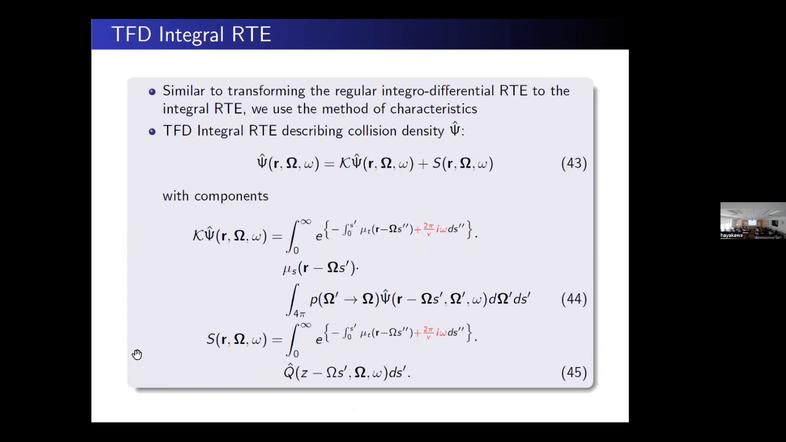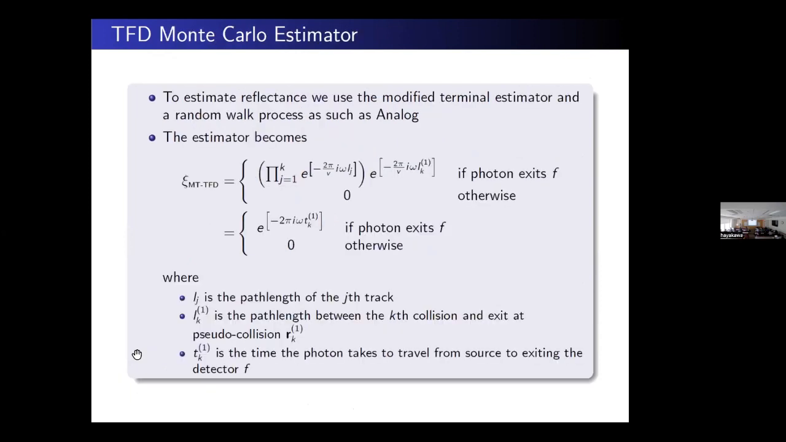So again, we have this collision density in Fourier space. We have these components of K and S with these different terms. I don't show you all the cancellations and what happens, but at the end, you would tally e to the minus 2 pi temporal frequency times time.